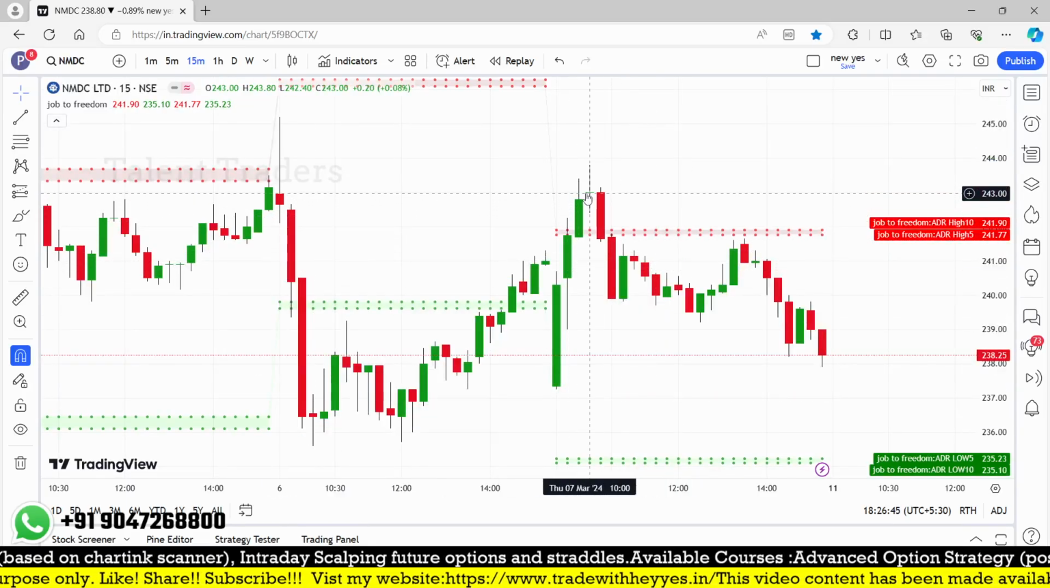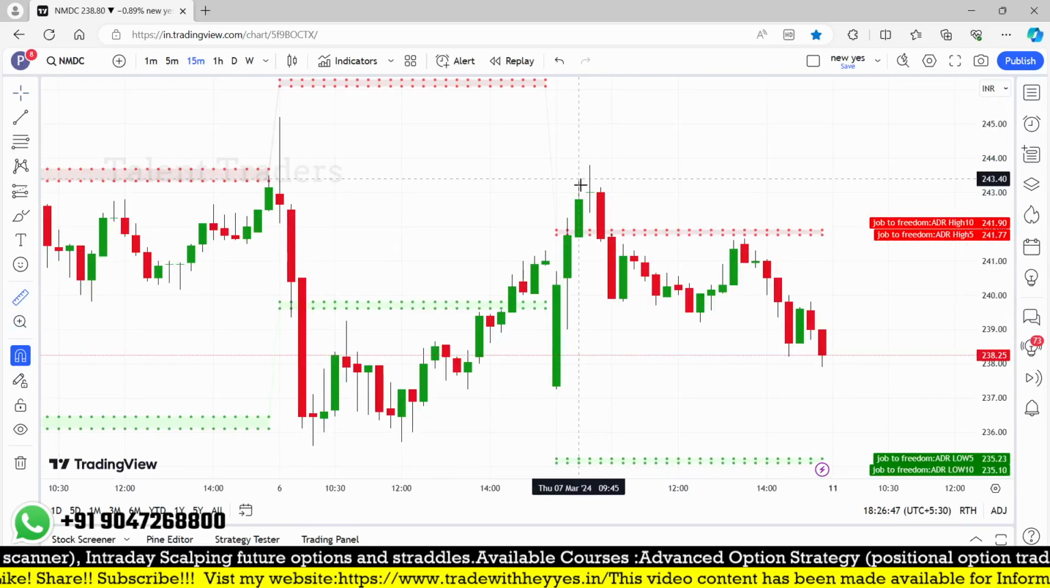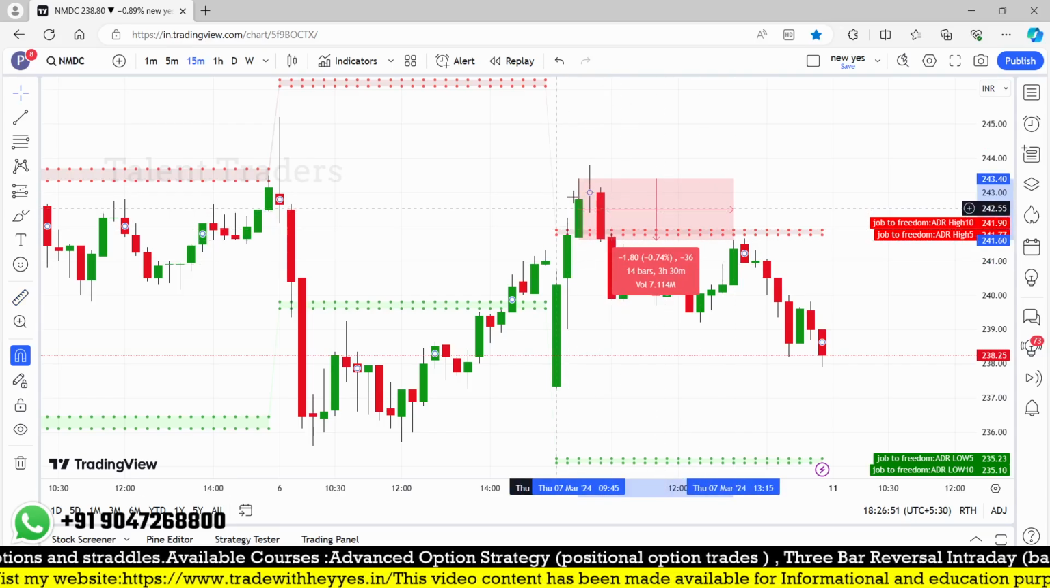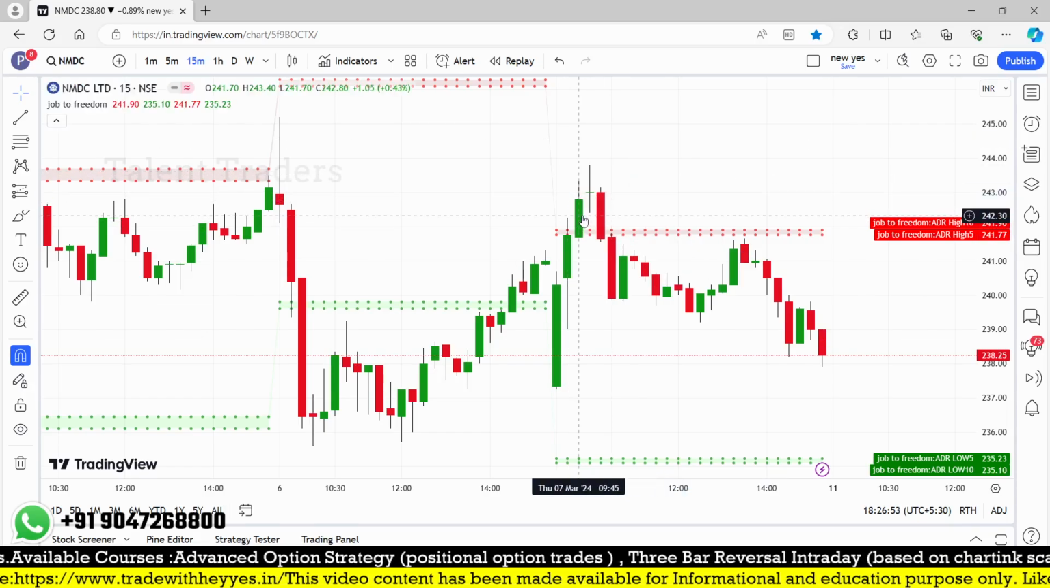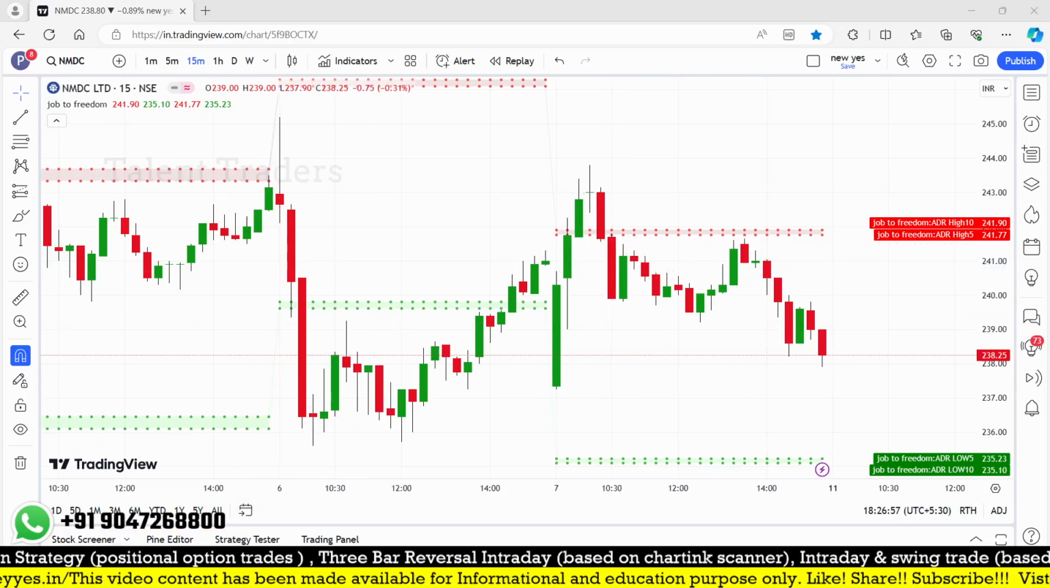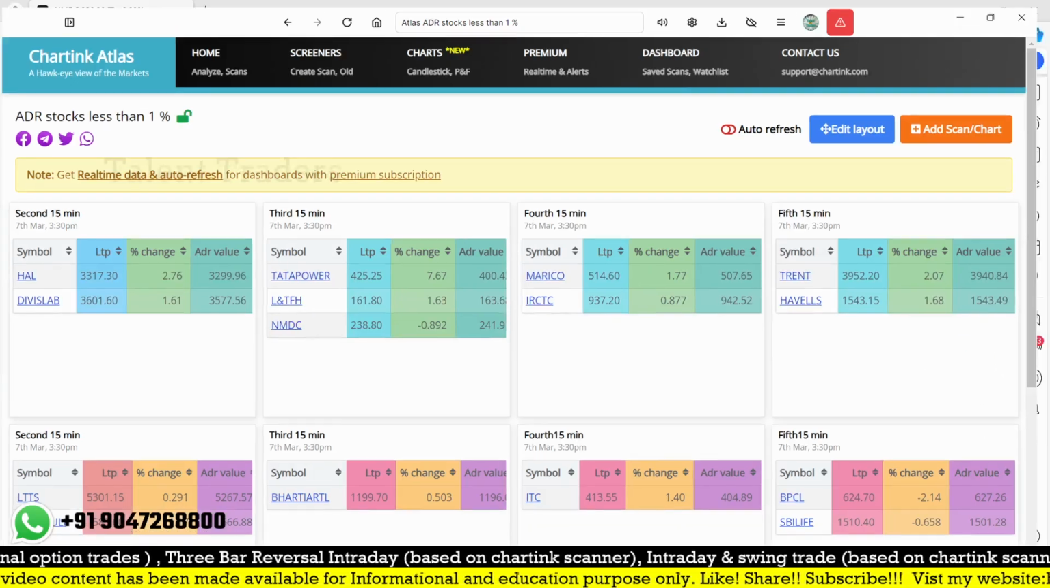NMDC third candle. Here it is a failure one. It is not 100% foolproof, but it is giving you some 80% accuracy. In this case, I'm just taking out the risk and that got triggered. But after the trigger, it moves down.